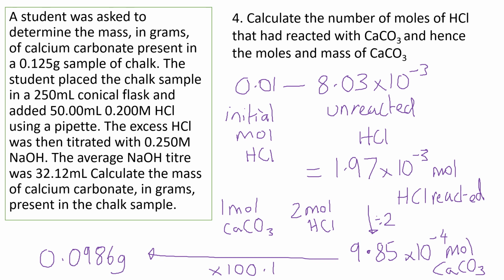And another question might here then ask, well, what is the percentage of calcium carbonate in your chalk? And what you do is you take your 0.0986 and you divide it by the mass of the chalk, which is 0.125, and then you times by 100. So in this, for instance, the calculations would show that the chalk contains 79% calcium carbonate.